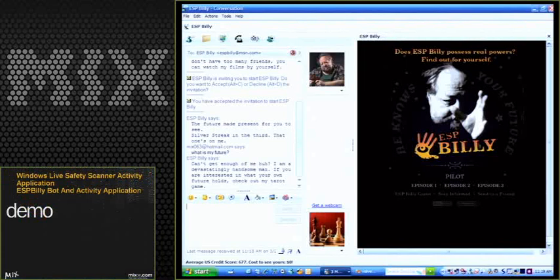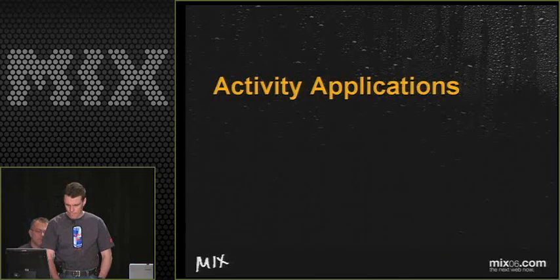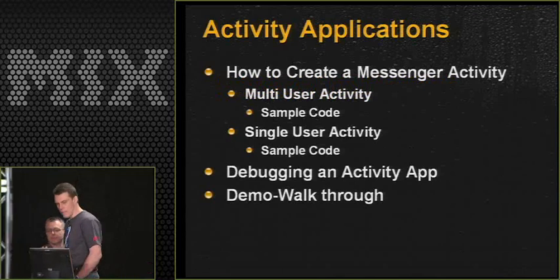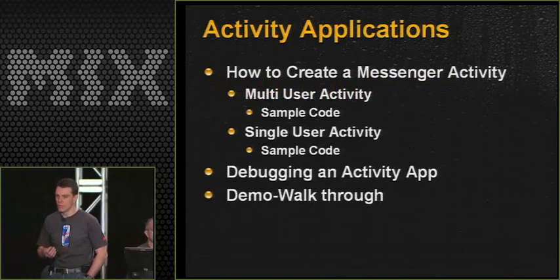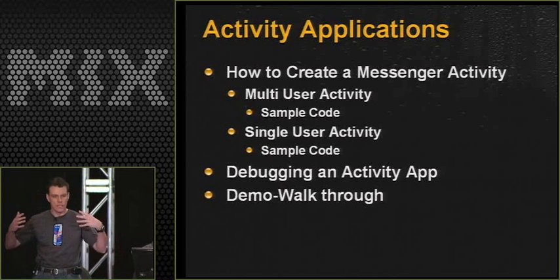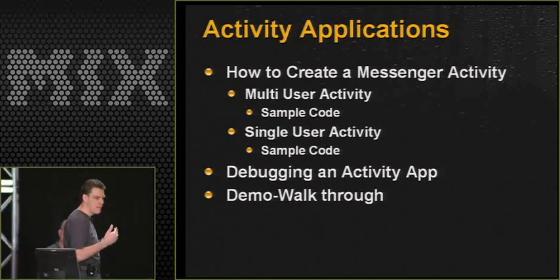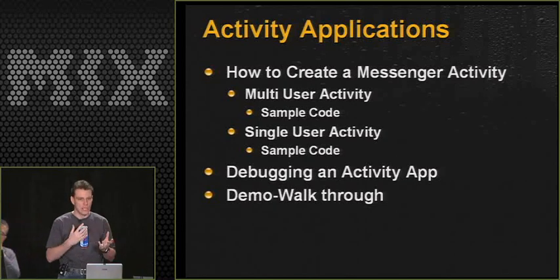So I'll go back to the slide deck. At this point, it'll appear on both screens. And let's talk now a little bit more detail about activity applications. We're going to talk about how to create a messenger activity application. There are two types. You saw there that one was multi-user, where we saw the Windows Live Safety Center, and there was actually interaction between two users. The other one was a single user activity application, where the bot was providing the activity application, you were just clicking on and viewing the content.